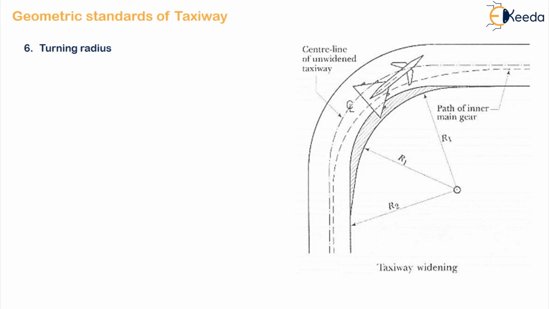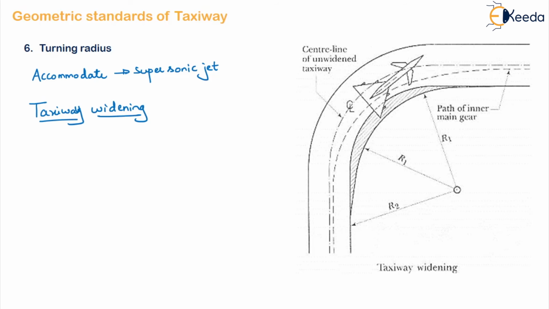If an existing airport has to be upgraded to a higher standard, that is, if you want to accommodate supersonic jets in your existing airport, it may sometimes not be feasible to increase the radius of the existing taxiway pavement. Under such circumstances, we have to go for taxiway widening by giving extra width to the taxiway. This taxiway widening can be seen here. This shaded portion is the taxiway widening we have done.